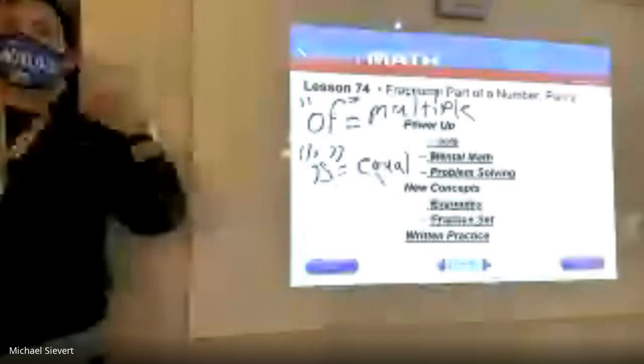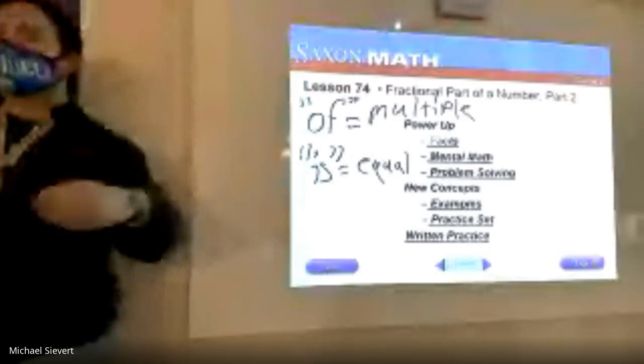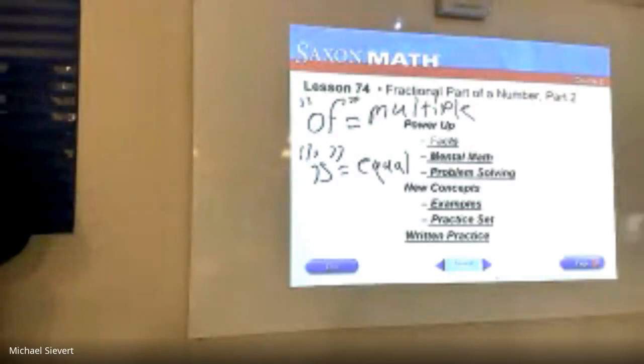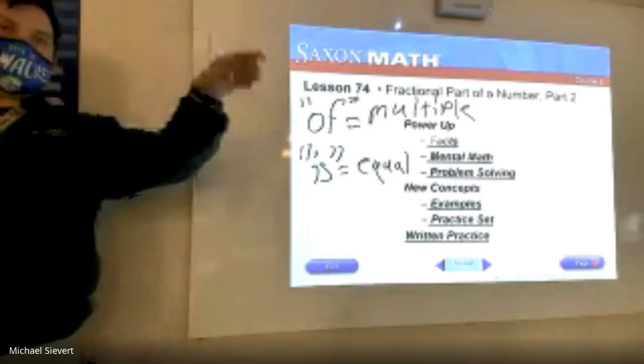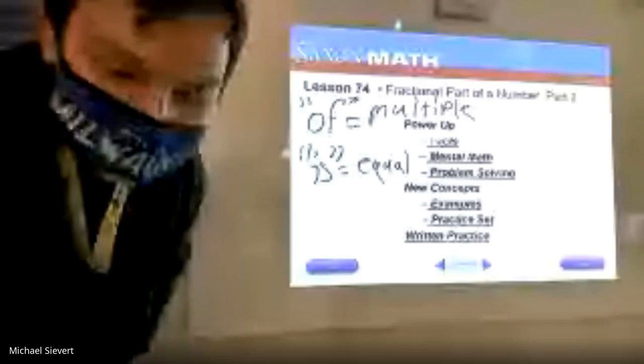Of. Multiply. Of. Multiply. When I say is, you say equal. Is. Equal. Is. Equal. There you go. Please remember that throughout the lesson, because that'll be very, very important as you go throughout this lesson.